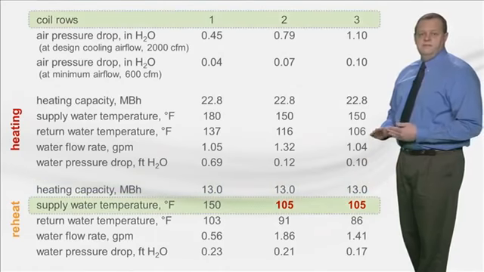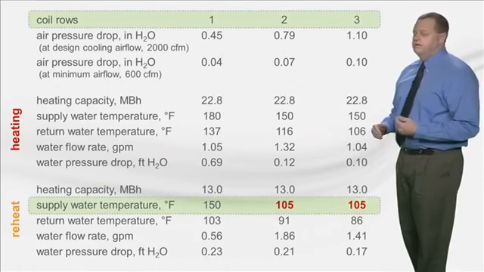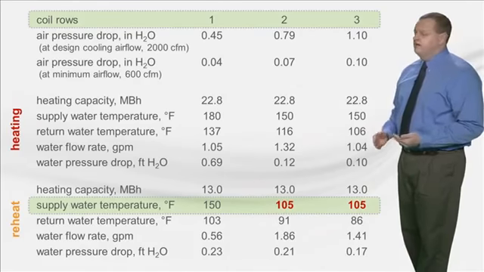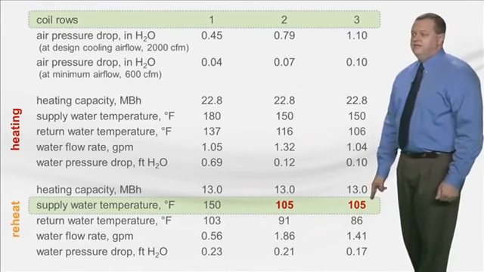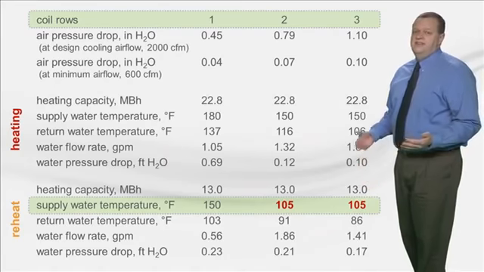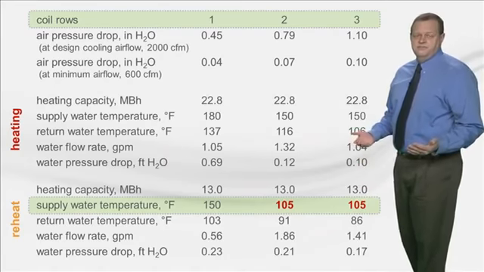By equipping the VAV box with a multiple row coil, it can provide this capacity with lower temperature water, even down to 105 degrees as shown in this example. This would allow the use of almost any chiller to recover heat from.